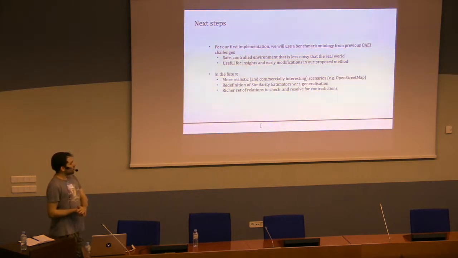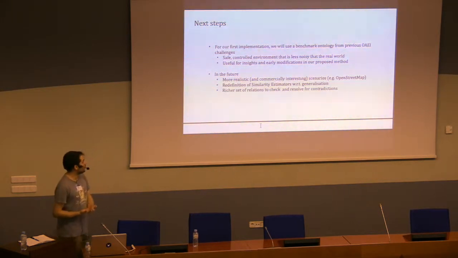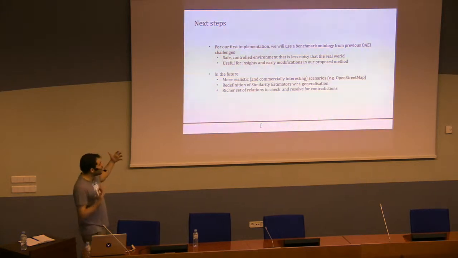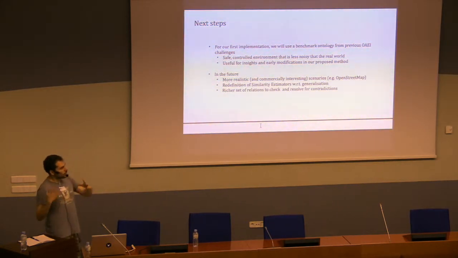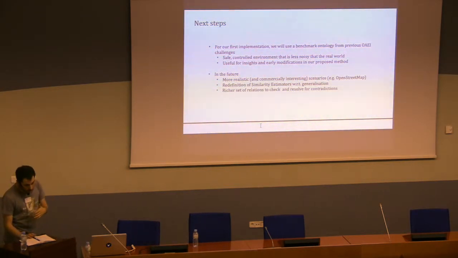But for the future, we're looking into more realistic and commercially interesting scenarios like OpenStreetMap for the same problem. We're also looking at redefining similarity estimators with respect to generalizations, because as I said before, we're looking into naive implementation of all three layers. And for the end, I left the most interesting part: for the future, we're looking for a richer set of relations to check and not just equality relations. That is, for instance, instead of having the same-as link, you could have adjacent to, or within. Those are predicates contained in OpenStreetMap.